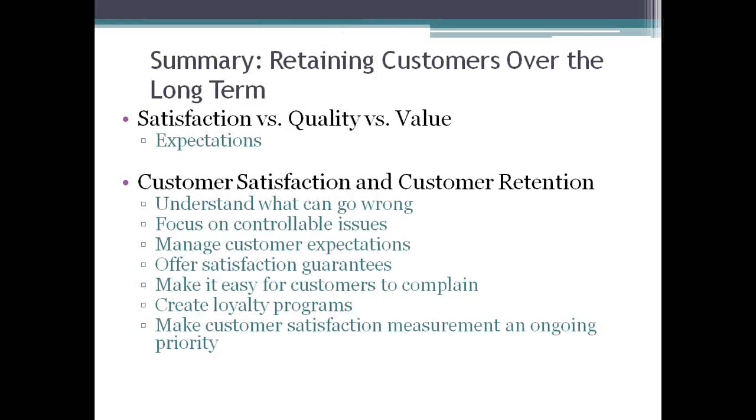In summary, satisfaction versus quality versus value. It's all based on expectations. If we were to get a little bit more philosophical with it, it's based upon perception. It's whatever word you choose to use and how you want to use it in your mind. But you need to understand that things can go wrong, and it's important for you to understand how to deal with those when they do.